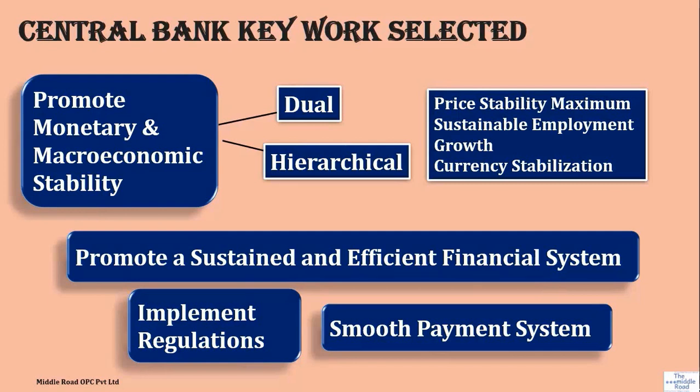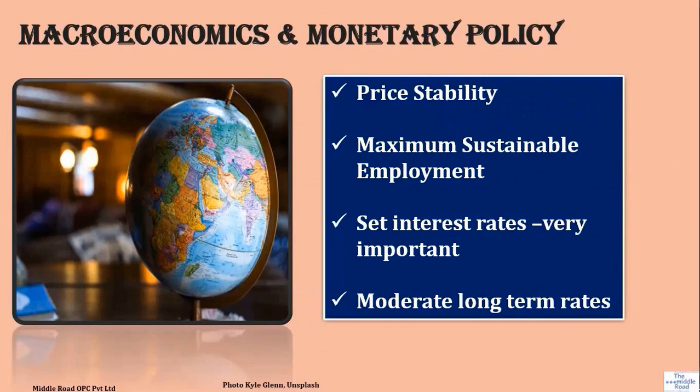Currency stabilization among the major banks is followed by the People's Bank or Central Bank of China. Now they also promote a sustained and efficient financial system. They implement regulations for a smooth function of the economy and also for a smooth payment system. So these are some of the selected functions, but we'll predominantly look at the monetary aspect today. You've seen this in other parts also, why I have kept price stability, set interest rates and moderate long-term rates, all as monetary policy. The reason why I've kept maximum sustainable employment is because when we're looking at Taylor's rule or when we are looking at Phillips curve, this is a very important factor.